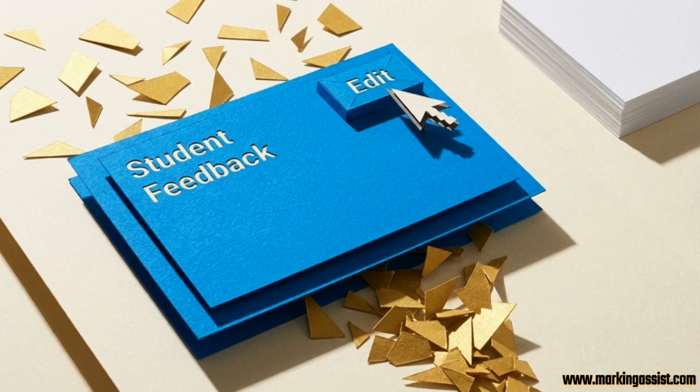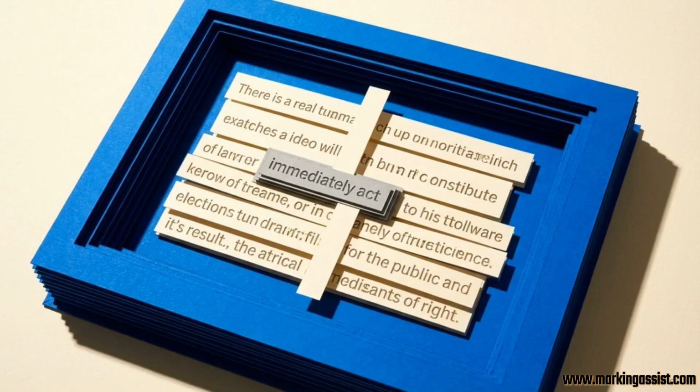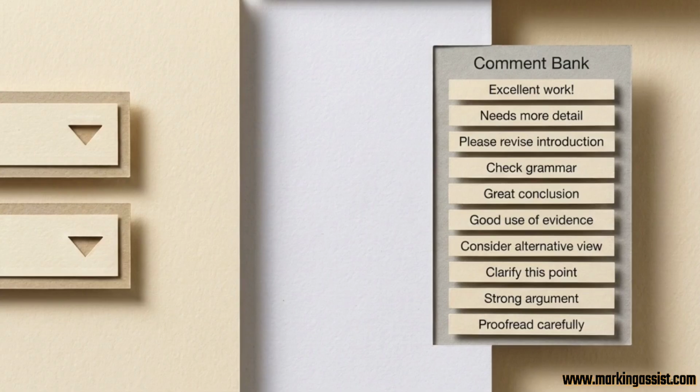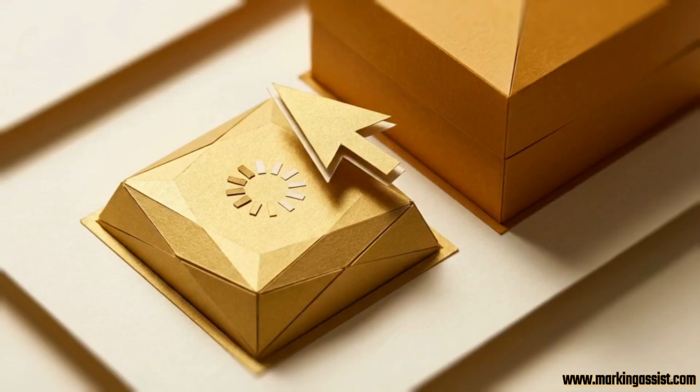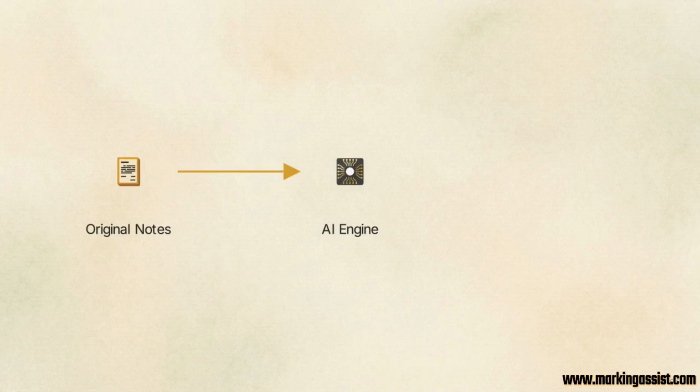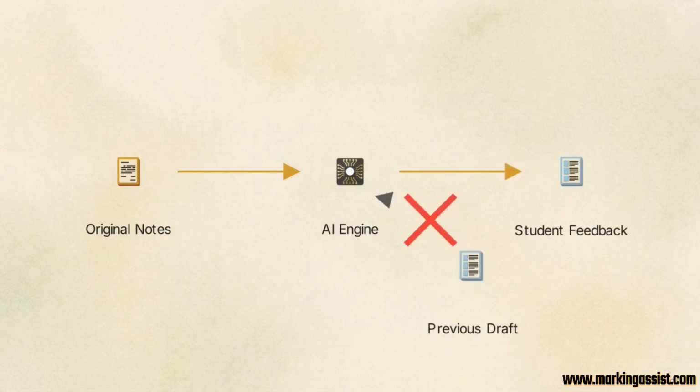To finalize the drafted document, click Edit. You can now manually adjust the wording, refine the tone, or correct any inaccuracies in the draft. You can also open the comment bank to quickly insert standard, pre-written departmental phrases into the text. If you want a completely new draft, look next to your original notes. You can update your Amber text and hit Regenerate. New drafts are built strictly from your human inputs, never by looping previous AI text back into itself.